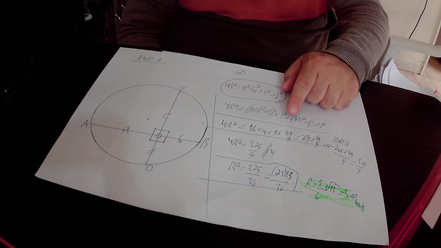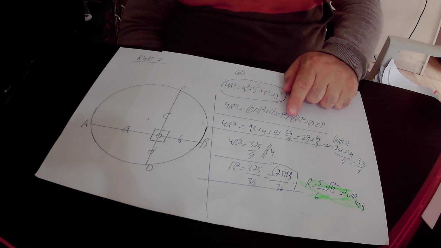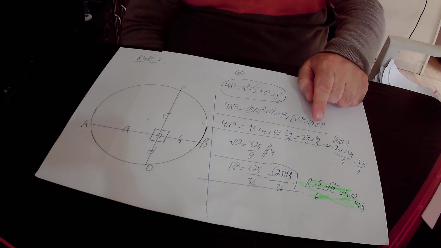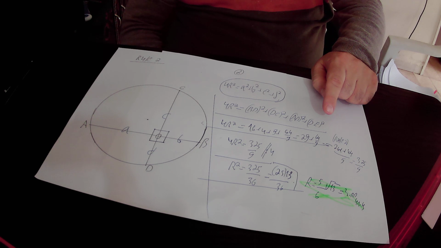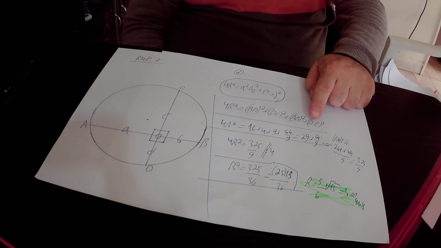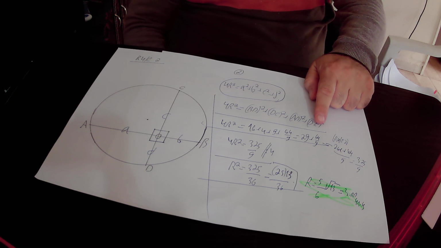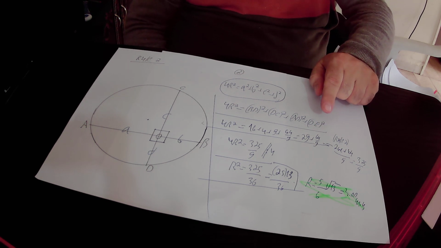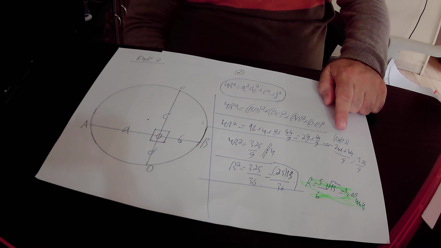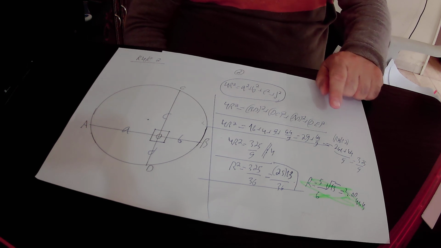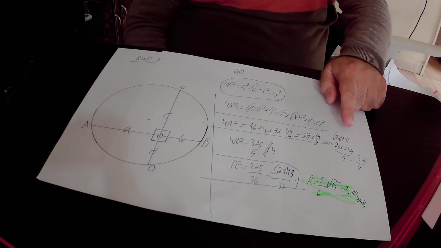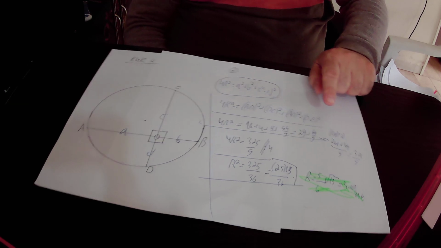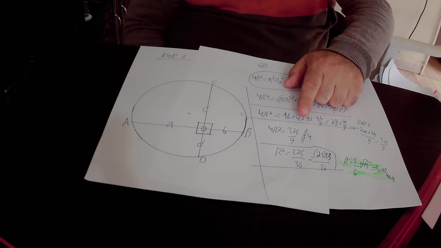So we found out that 4R squared equals 16 plus 4, that is 20, 20 plus 9 is 29, so 4R squared equals 29 plus 64 over 9. We multiplied 29 by 9 and then divided by 9 in order to remove the fraction. 29 times 9 is 261, plus 64 is 325. So in conclusion, 4R squared equals 325 over 9.